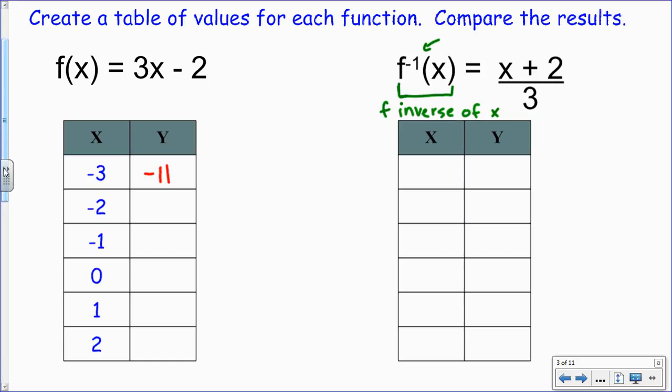-11 and then -8. Let's go ahead, fill the rest of that table out.